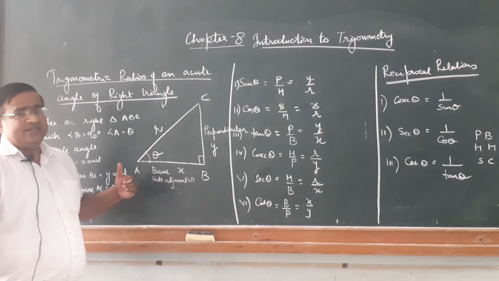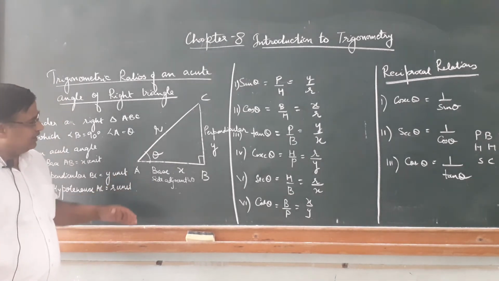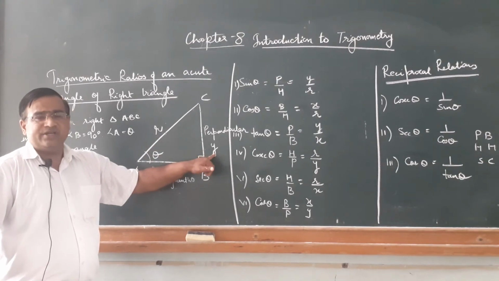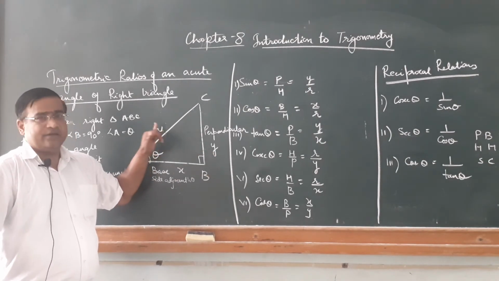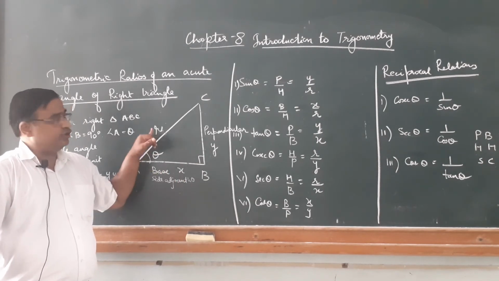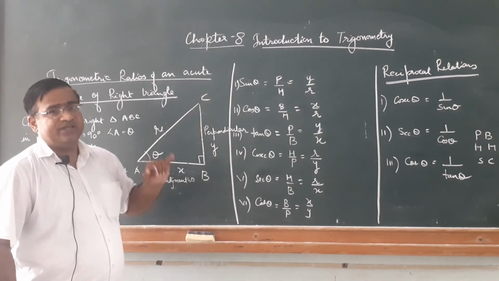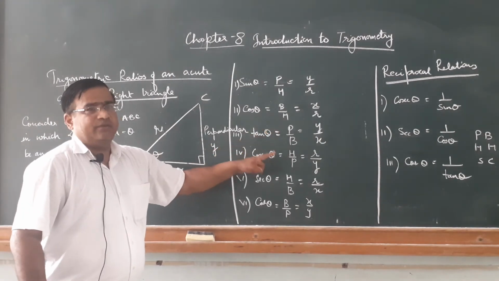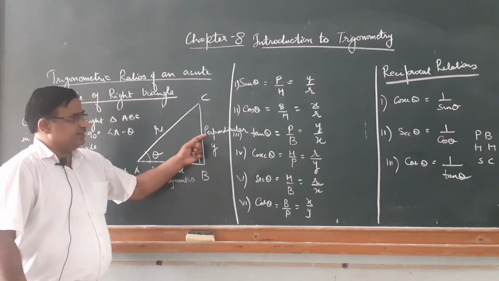Now, we will define the trigonometric ratios in the following manner. Sin theta will be perpendicular upon hypotenuse. Perpendicular in the figure is y, so y upon r. Cos theta is equal to base upon hypotenuse. Base is x, hypotenuse is r, so cos theta will be equal to x upon r. Tan theta is equal to perpendicular upon base, so that is equal to y upon x.